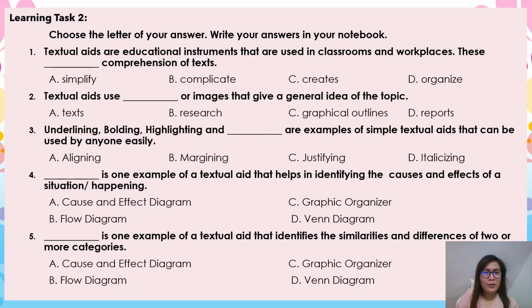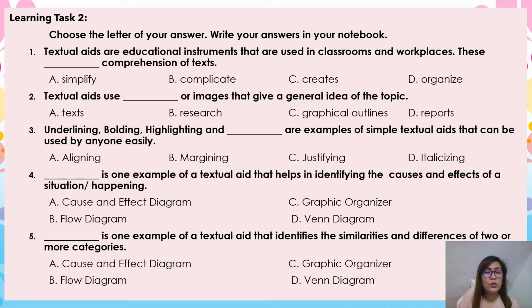Let us now proceed to learning task number 2. All you have to do is choose the letter of your answer and write your answers in your notebook or paper. Okay? Ready? Let's start. For number 1, textual aids are educational instruments that are used in classrooms and workplaces. These blank comprehension of text. A. Simplify. B. Complicate. C. Creates. And D. Organize. Write down your answer.